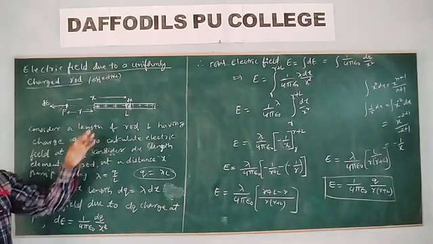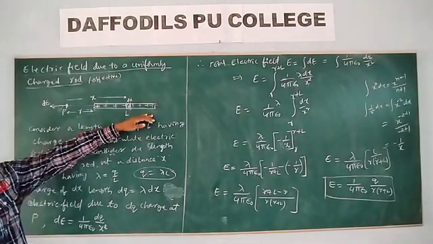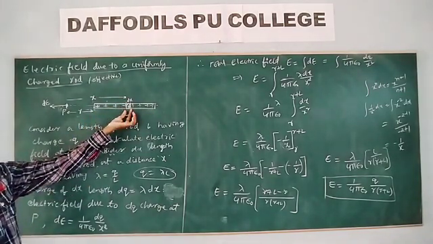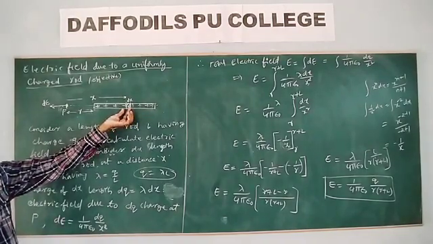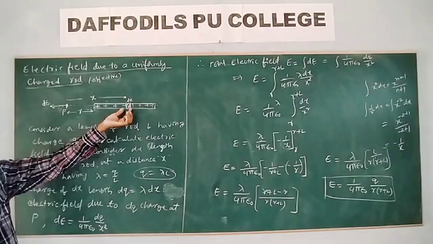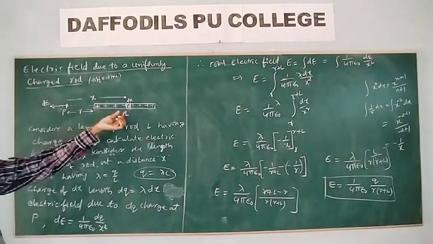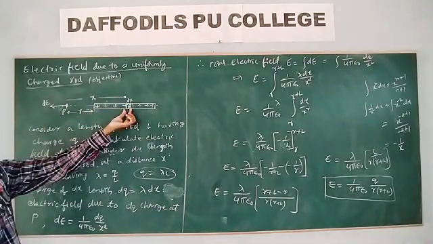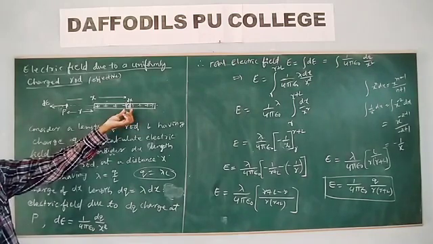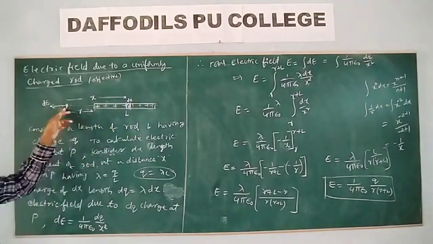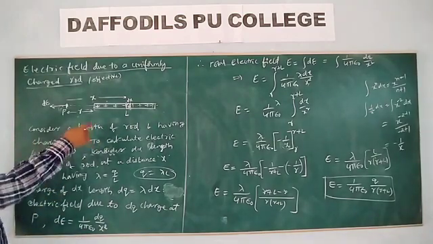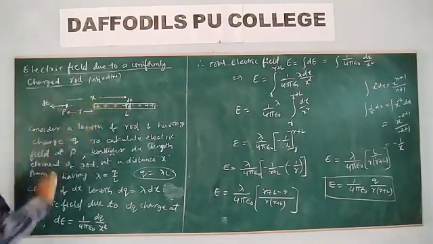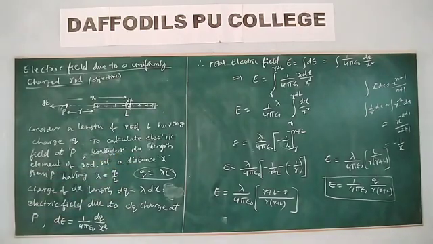I hope you understood. Instead of calculating the entire line, we just take the dx part of it. For this dx part of the line, what is the charge? And at what distance? Due to this dx part of the line, the charge is dq, and due to this dq charge at this point, the field is dE. That we have taken for the entire rod, limits from R to R plus L, and we got the expression for the field due to this charged rod.